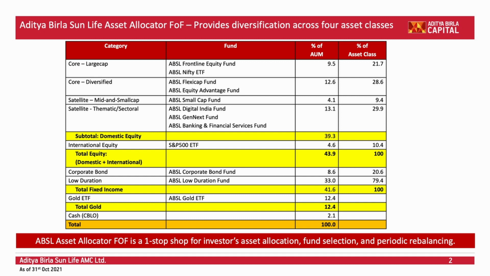In the equity portion, the core, like I mentioned, is the large cap and diversified funds. The large cap funds account for about 20% of the equity allocation, and the diversified funds account for about 30% of the equity allocation. Small caps are 10% of the equity allocation, thematics are 30%, and international is 10% of the equity allocation. On the fixed income side, the investment is mainly in low duration bond and corporate bonds. And for gold, we have invested in the gold ETF.